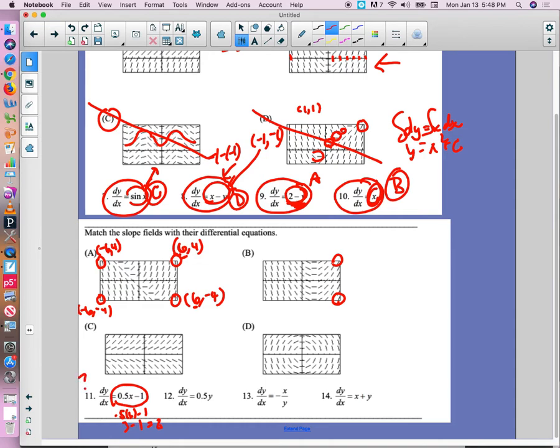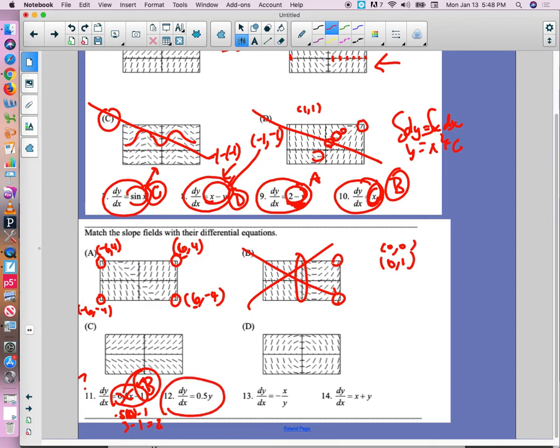So let's continue on. What happens at 0, 0, 0, 1 if I'm looking at number 11? Half of 0 is 0. And so when x is 0, your slope would be negative 1. I might test one more thing, but I feel pretty good right now about calling this one B.